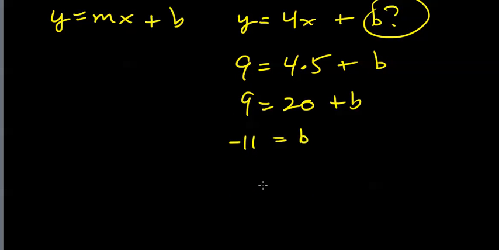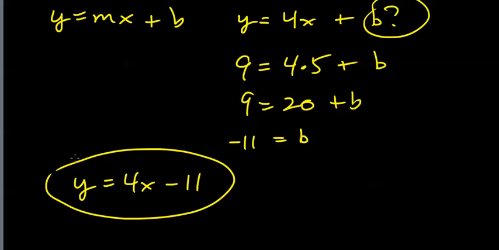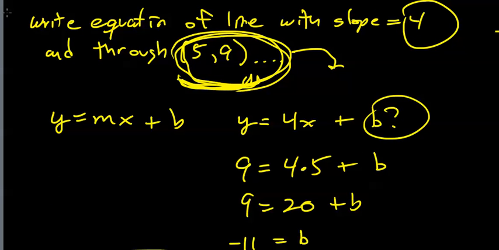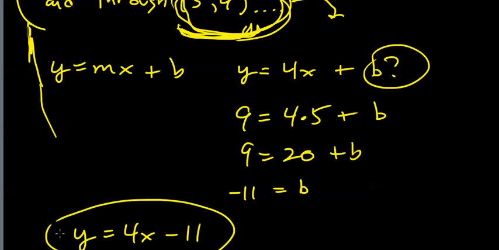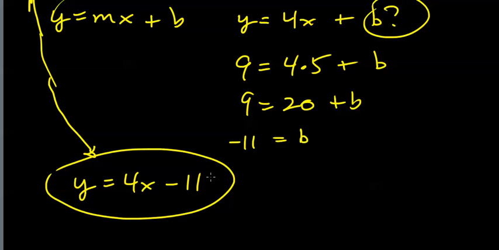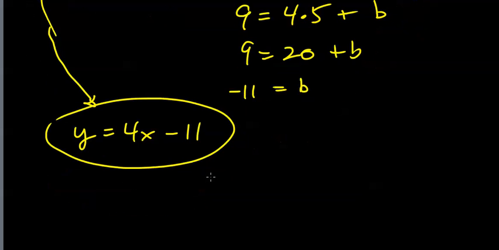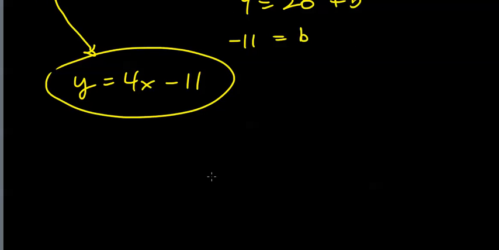So if I then write my final answer, you're not done yet. You've got to write down a line equation. We were asked to write a line equation. So if I'm asking what is the equation of the line with slope 4 and through (5, 9), there is my answer: y equals 4x minus 11. A pretty standard technique used through all of algebradom. Let's try another one.